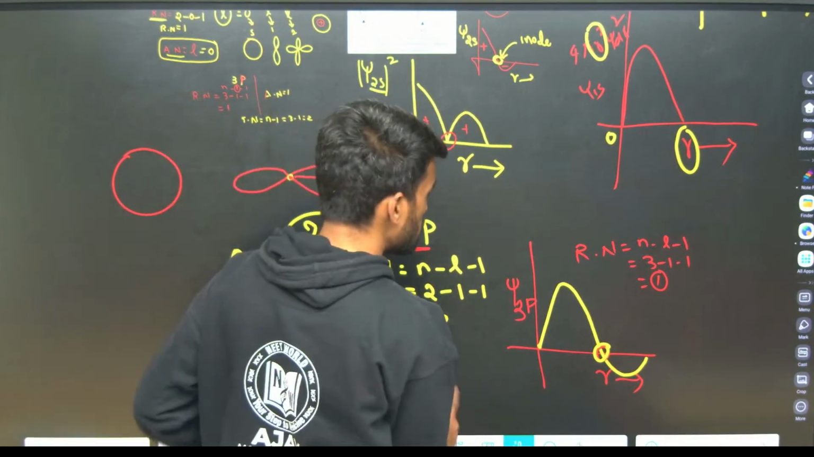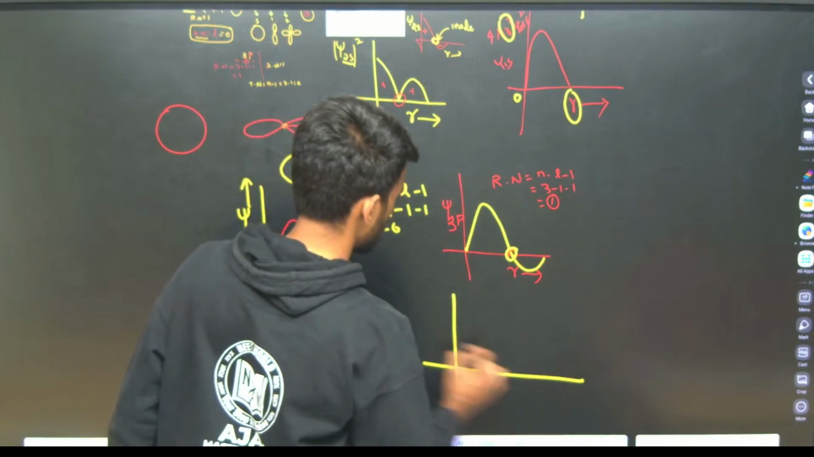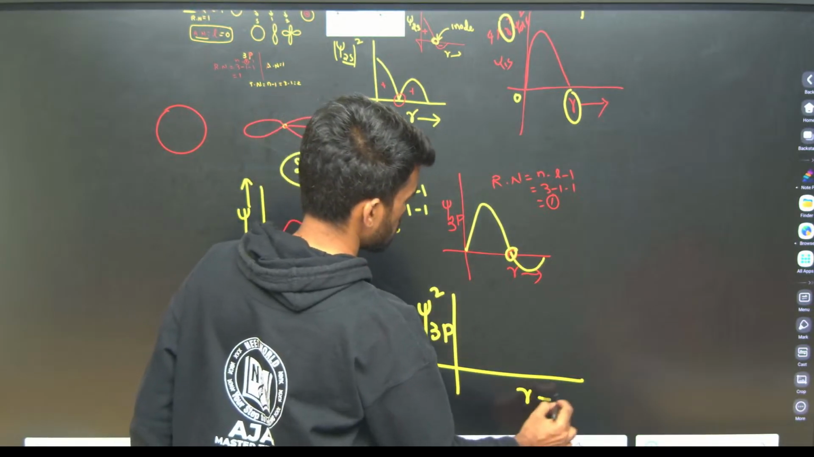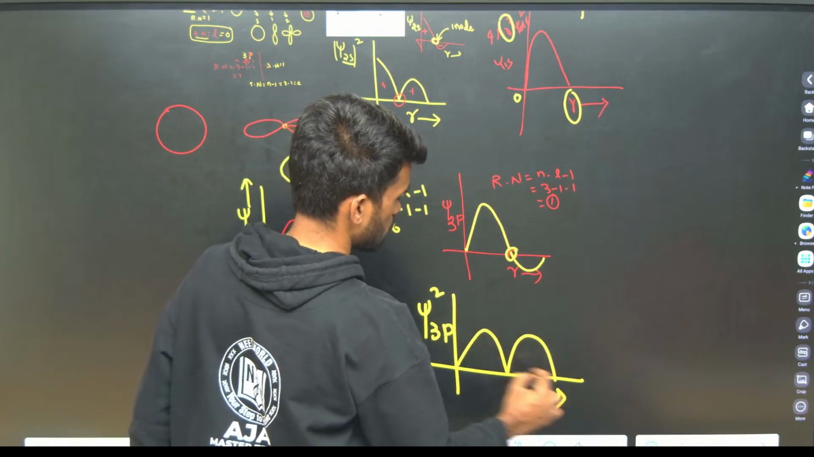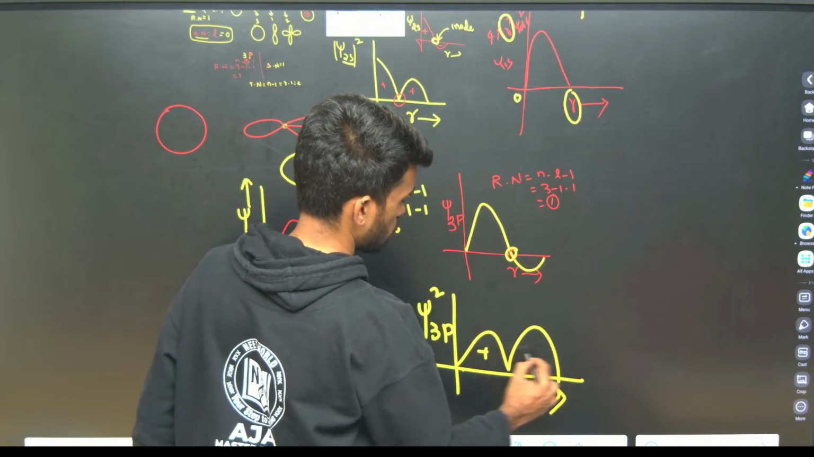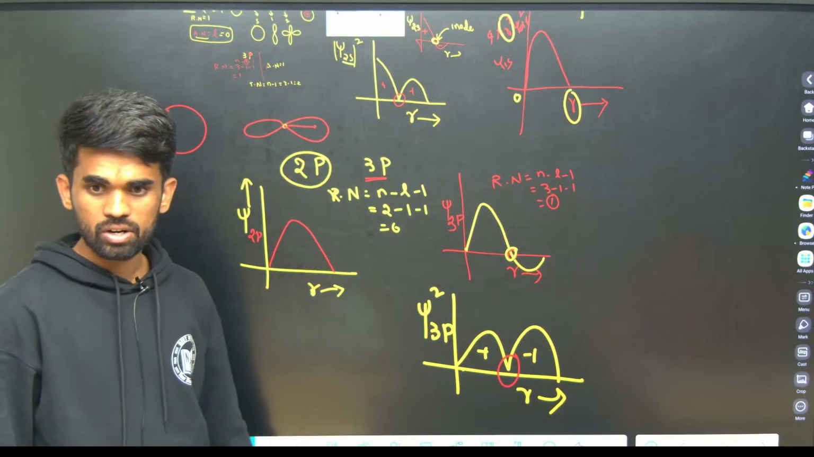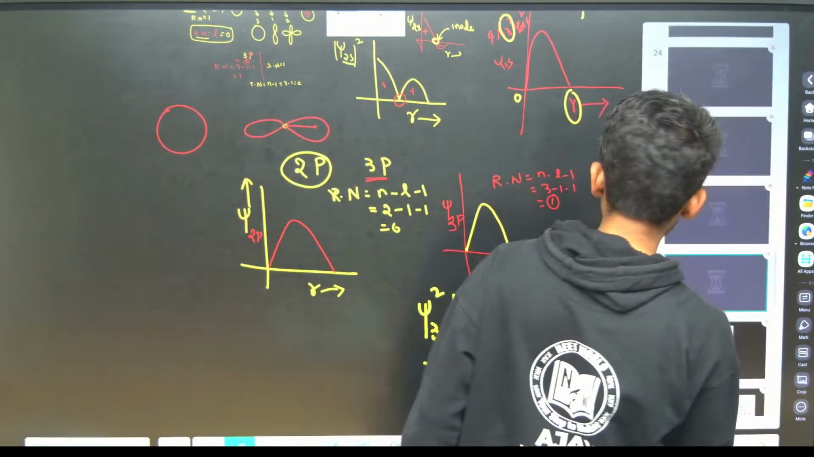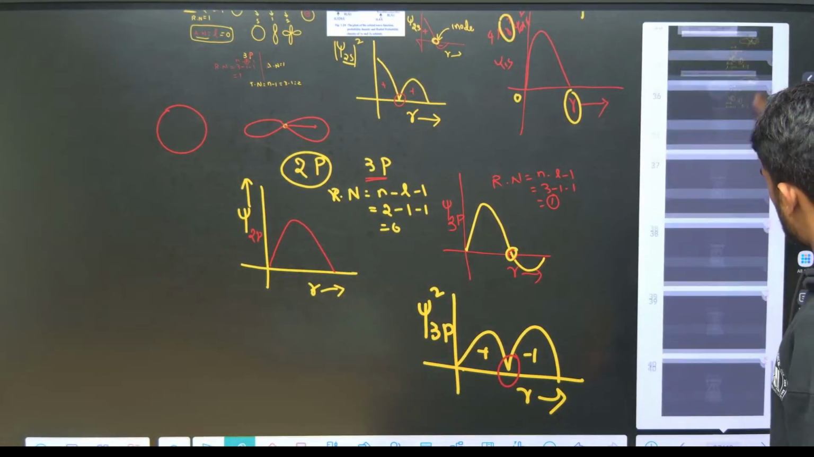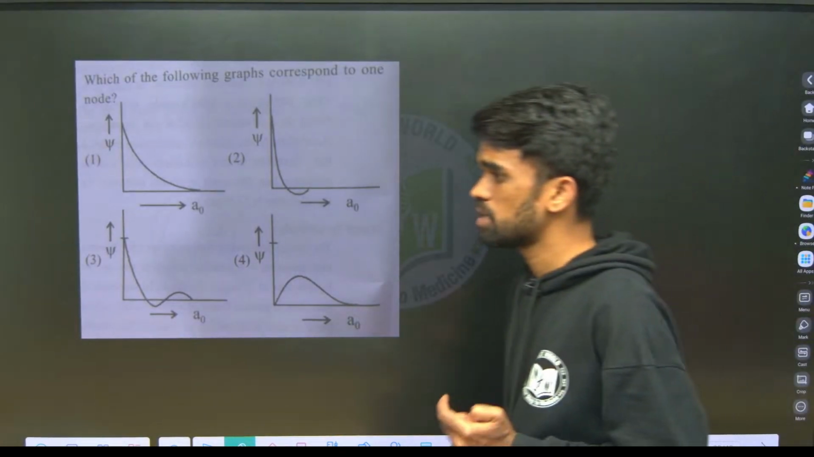If you want to draw the same for psi square for this 3p, you just need to write like this, yes or no? So this represents one node. Is that clear or not? Yeah. So now based on this, will you answer these two questions? Answer these two questions fast.